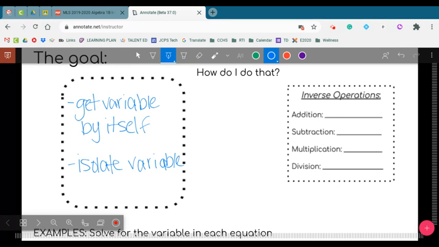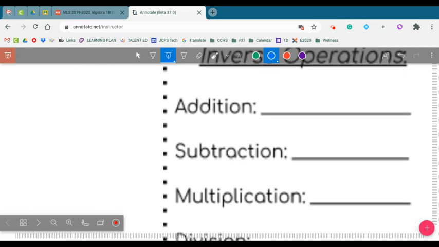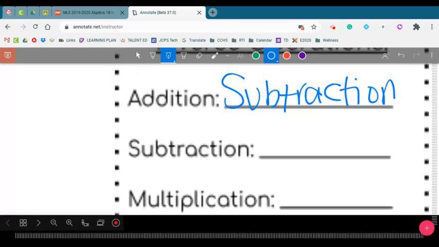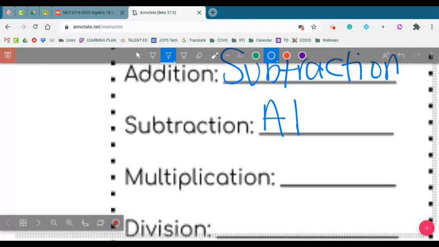So how do we do that? We have to use inverse operations. Anytime we do something to one side of the equal sign, we have to do it to the other. But to undo an operation, we have to do the inverse. If you have addition, in order to undo it, you want to do subtraction. And in order to undo subtraction, we have to use addition. We're going to do some examples below to clarify what this means.